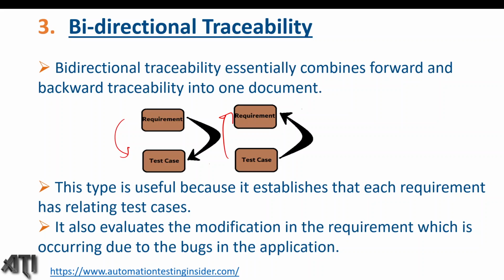Let's say if any particular requirement is not correct and we got the defect, or if any requirement is missing, so this evaluates the modification in the requirement which is occurring due to the bugs in the application. So these are the three types of traceability matrix, guys.